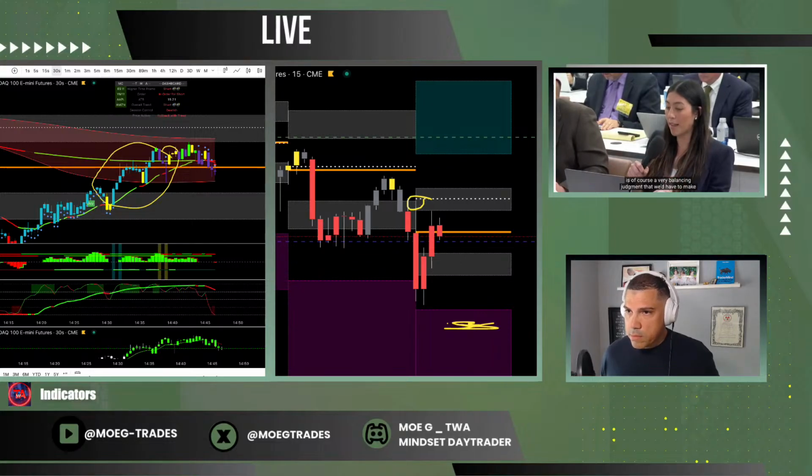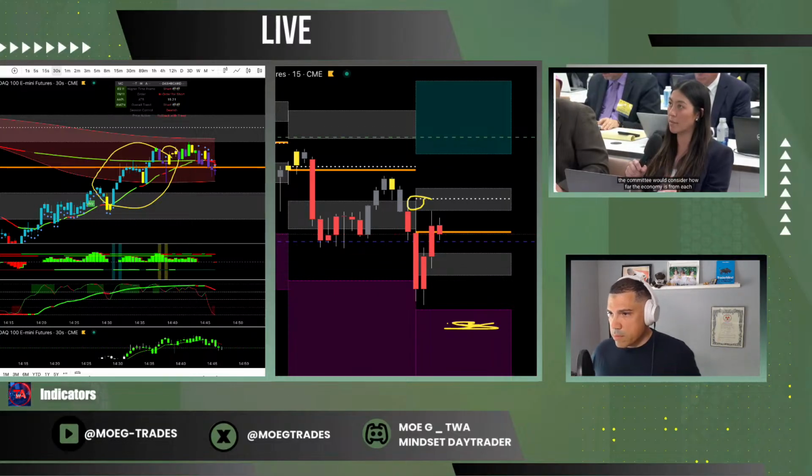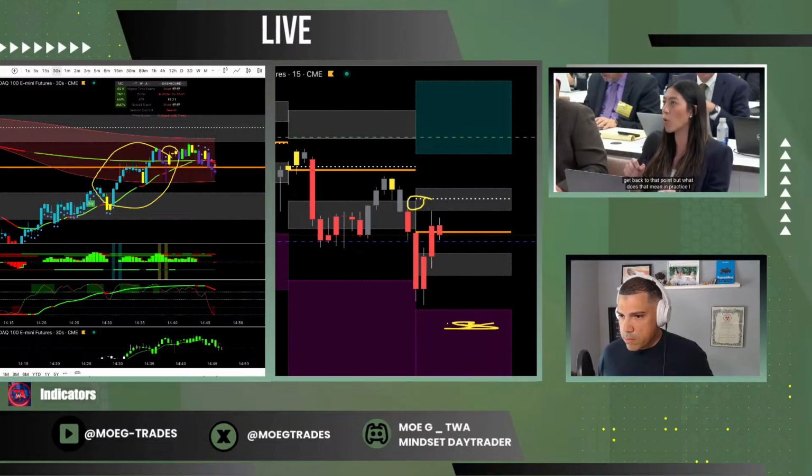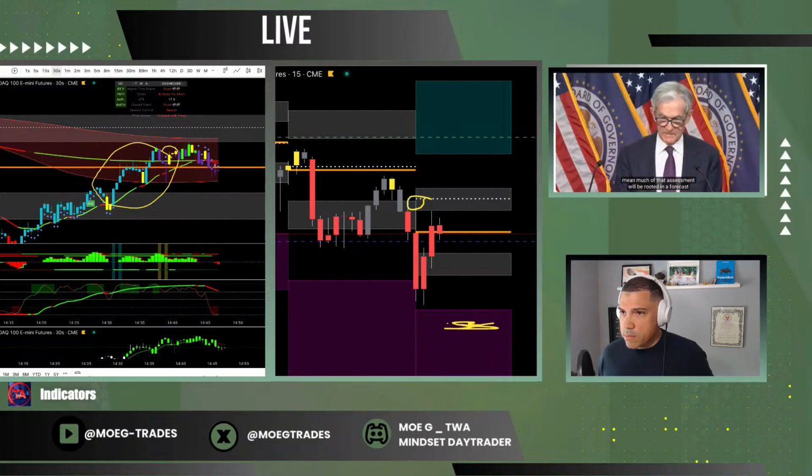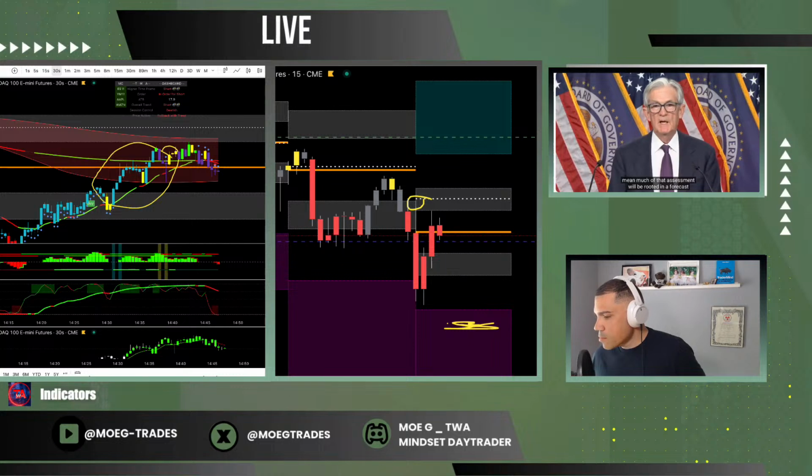On that point about balancing, you've mentioned that the committee would consider how far the economy is from each goal and the time it would take to get back to that point. But what does that mean in practice? How much of that assessment will be rooted in a forecast versus data dependence? It would be a combination of the two.